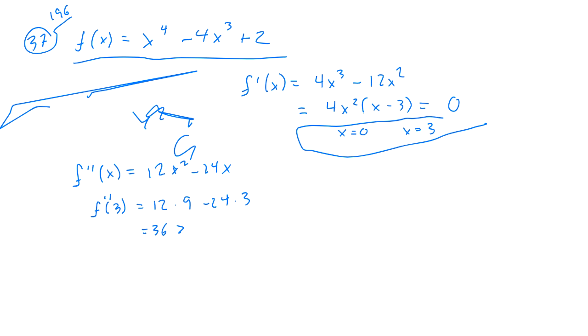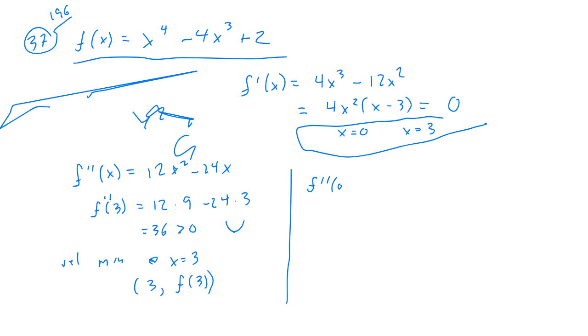which is positive. So since the second derivative is positive at that critical number, that means that I'm at a relative min. So there's a relative min at x equals 3. To find what that minimum value is, I would need to substitute back into the original function, which I'll let you do. So that relative minimum value would be f of 3 using that original function, x to the fourth minus 4x cubed plus 2.